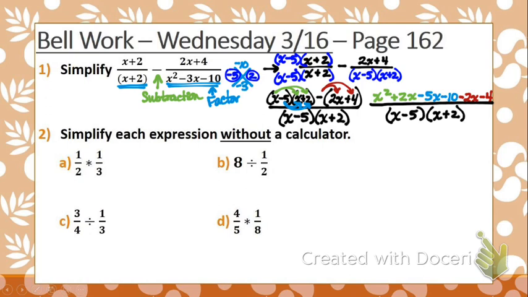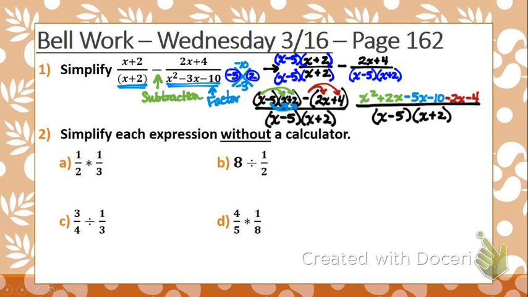All right. Do we have any like terms that I'm going to need to combine together? Yes. We've got a plus 2x here, a minus 5x, and then we have a minus 2x right here. All three of those pieces get combined. Yep, and then the negative 10 and the negative 4. So we're going to have this and this. X squared doesn't have anything that it's combining with.